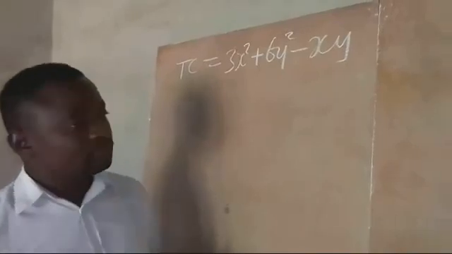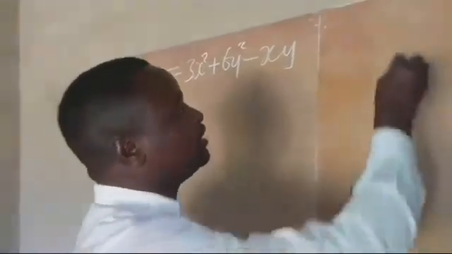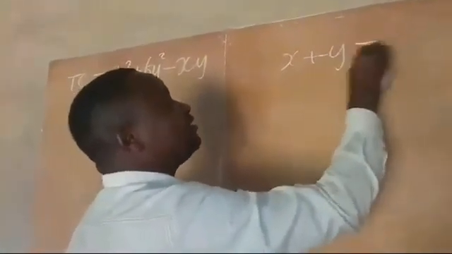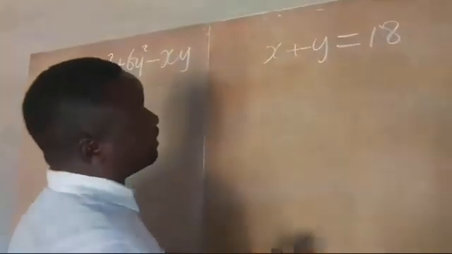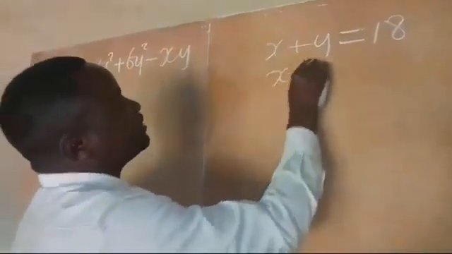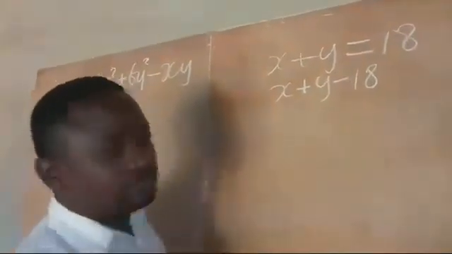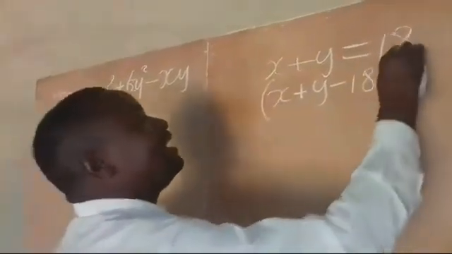Now, what we are going to do is this. We are going to take our constraint equation, which was x plus y is equal to 18. Now, this constraint equation will be transformed to be x plus y minus 18. Right? Then this will be multiplied by a lambda.